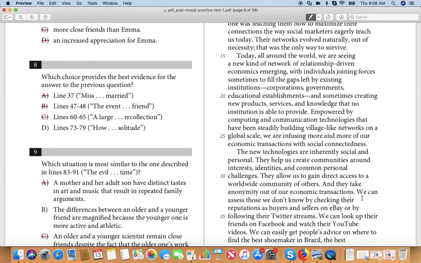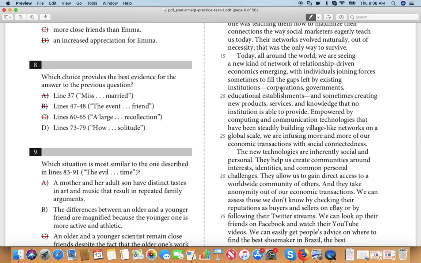Today, all around the world, we are seeing a new kind of network-driven economics emerging, with individuals joining forces, sometimes to fill the gaps left by existing institutions, corporations, governments, educational establishments, and sometimes creating new products, services, and knowledge that no institution is able to provide.